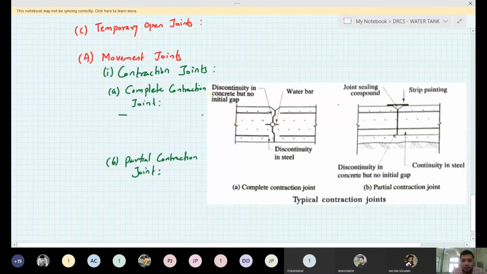Okay, in complete contraction joint you can see that there is a discontinuity in the concrete. Okay, this is your concrete surface. So there is a discontinuity in the concrete, as well as discontinuity in the steel. So here in this case we have discontinuity in concrete and steel.